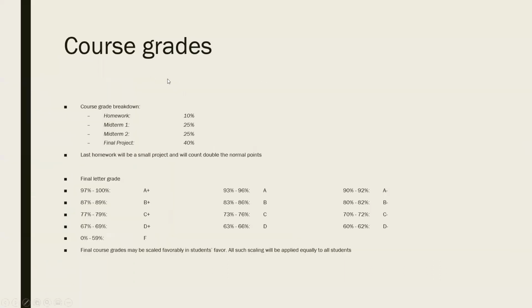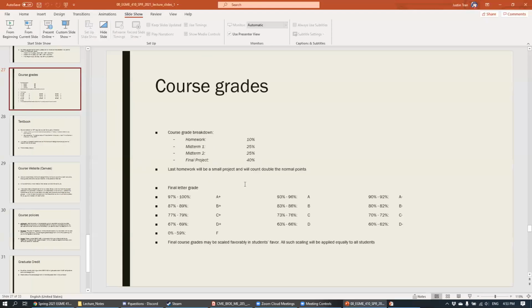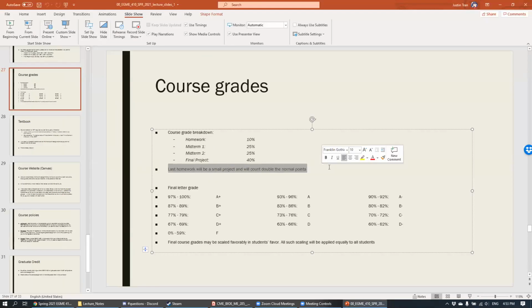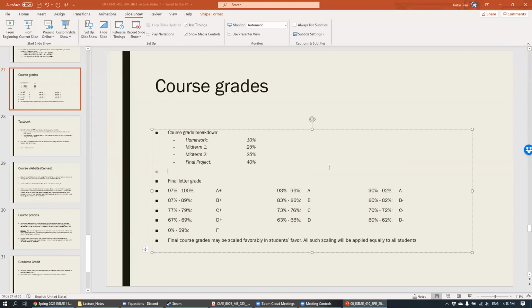Okay, so course grades. So here's how the grades are going to be broken down. Okay, so homework's going to be 10%. Each of the midterms are going to be 25%, and the final project's going to be 40%. Okay. This last point is not true. I thought I took this out. And so all the homeworks will count the same. So there's no double counting. Okay.